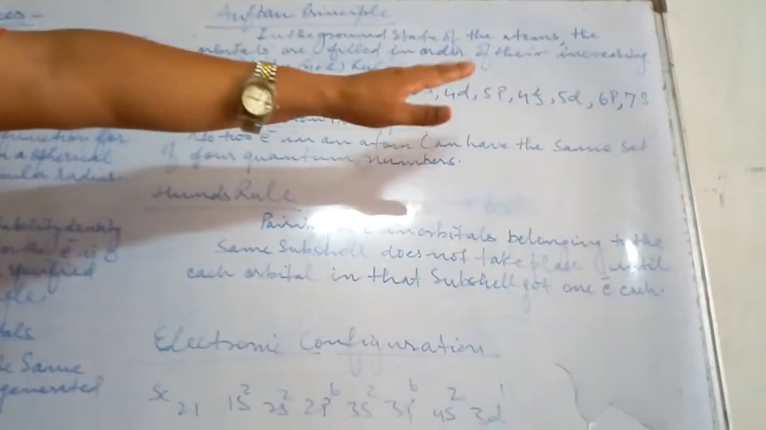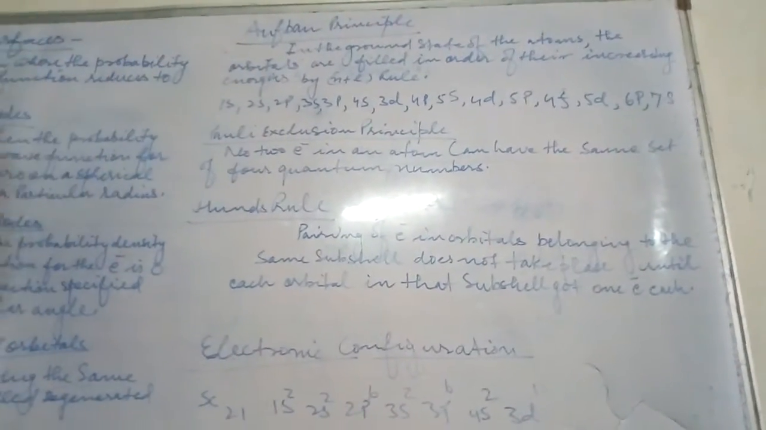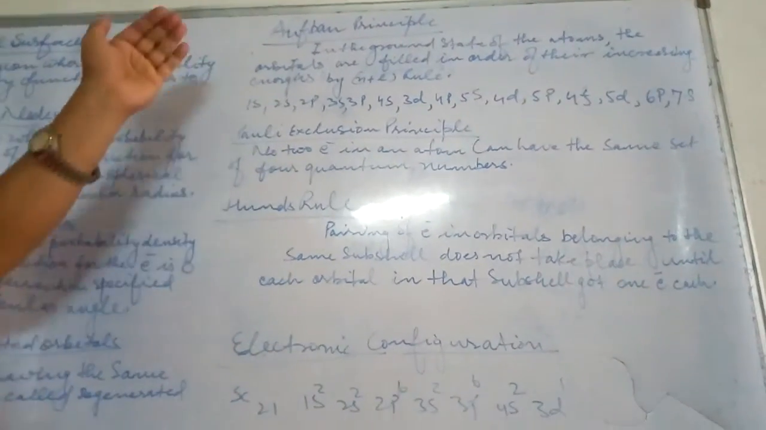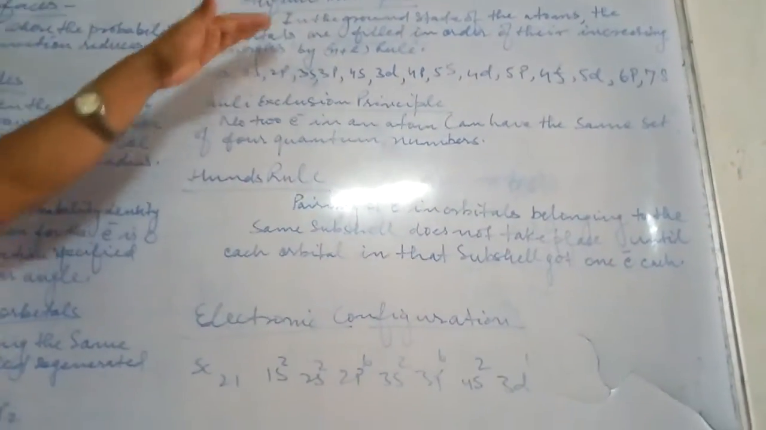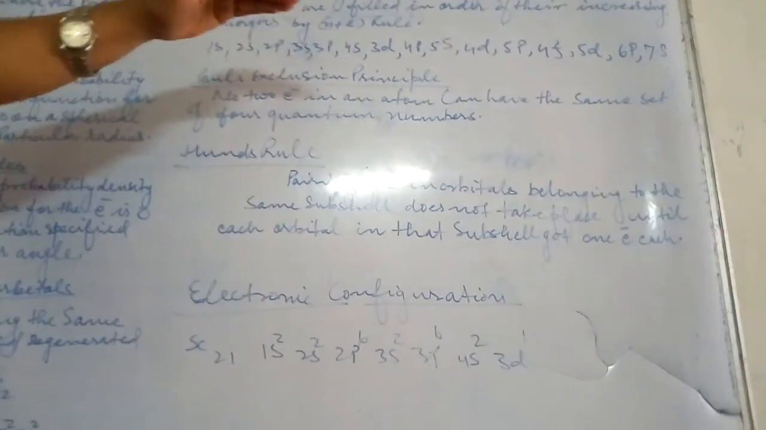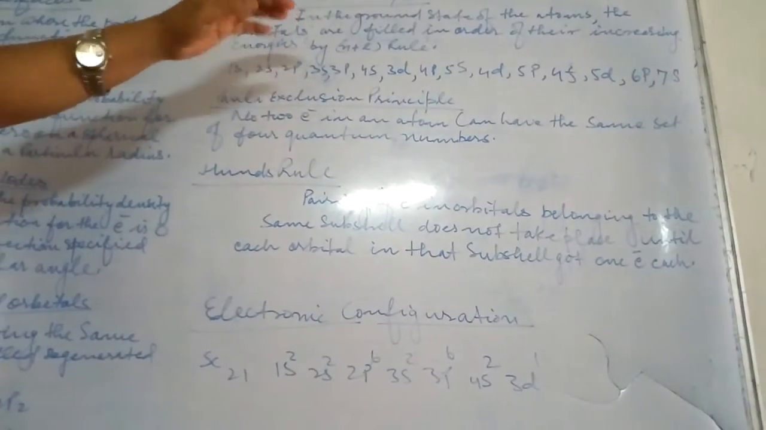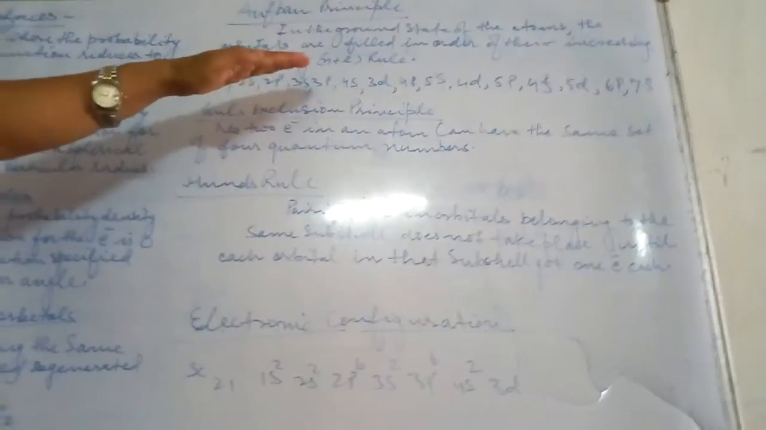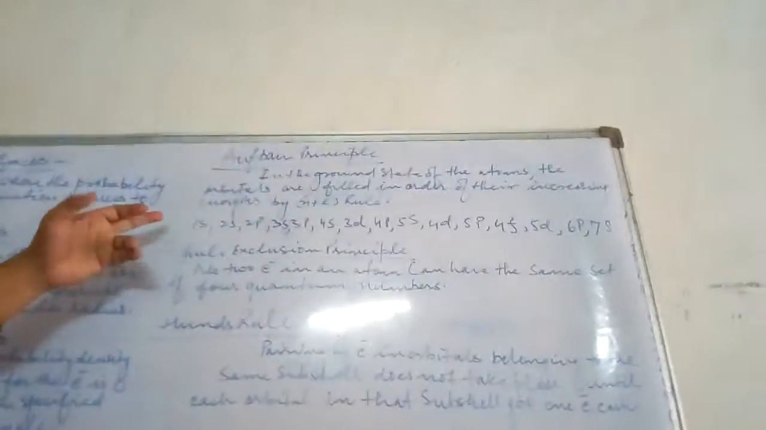You know, 1s, 2s, 2p, 3s, 3p, 4s, 3d, 4p, 5s, 4d, 5p, 4f, 5d, 6p, 7s, and onward. So which rule do you apply? The n plus l rule. So the Aufbau principle says, in the ground state of atoms, the orbitals are filled in order of their increasing energy by the n plus l rule. It is okay, and this is the order.